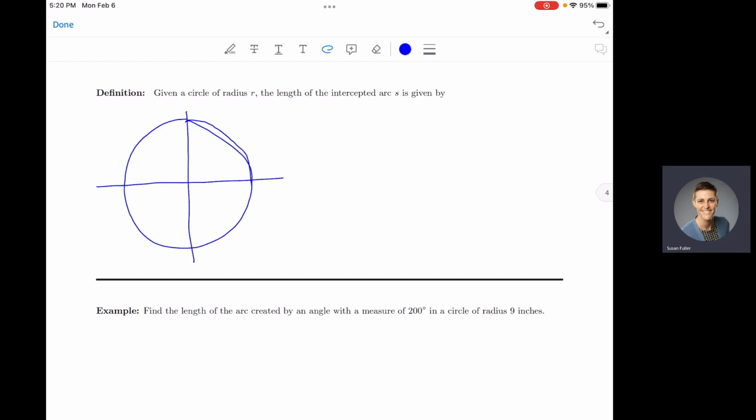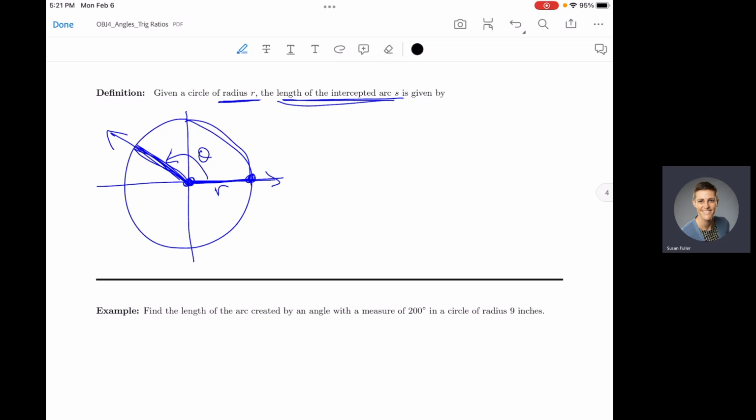So let's first find the formula that relates the radius of a circle and the length of the intercepted arc. Again, we're going to have a circle with radius r. So our radius will be the length here. And we're going to have an angle in the center of this circle. Again, this angle will be in standard position. So let's say here's my terminal side, and this is my angle theta.